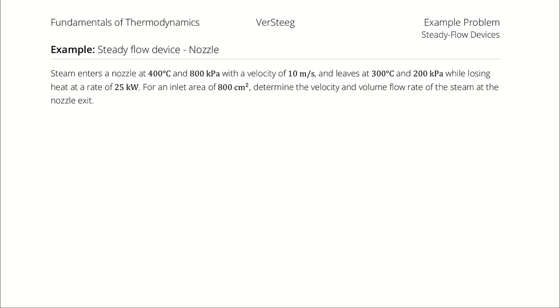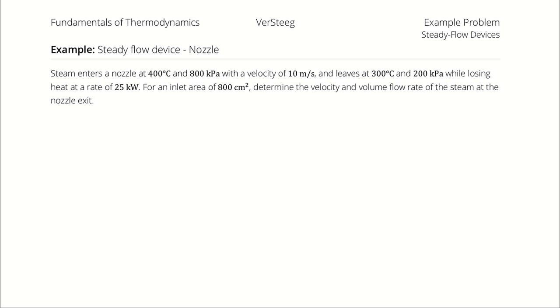Steam enters a nozzle at 400 degrees Celsius and 800 kilopascals with a velocity of 10 meters per second and leaves at 300 degrees Celsius and 200 kilopascals while losing heat at a rate of 25 kilowatts. For an inlet area of 800 square centimeters, determine the velocity and volumetric flow rate of the steam at the nozzle exit. So let's parse that into pieces.